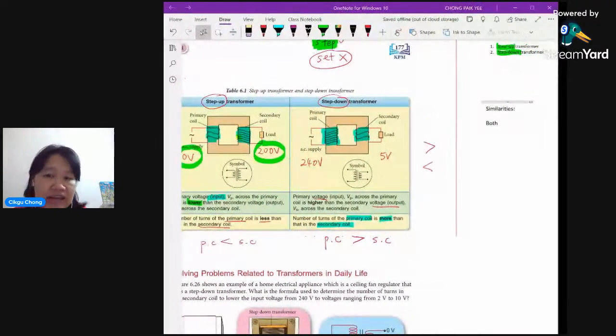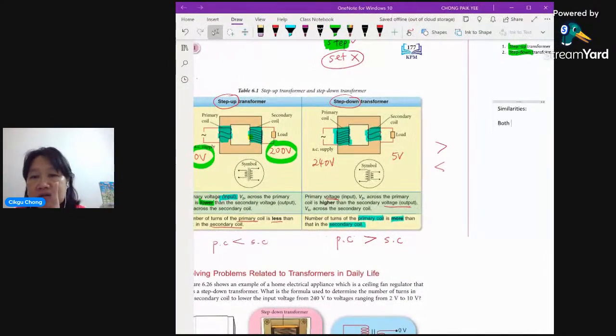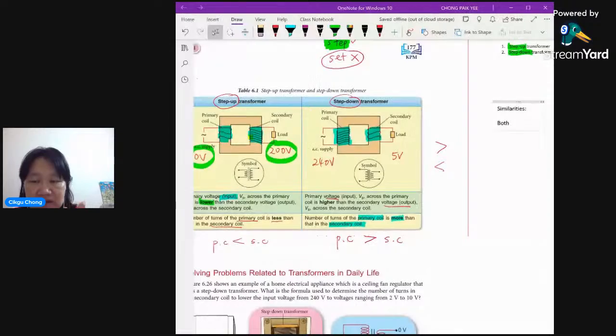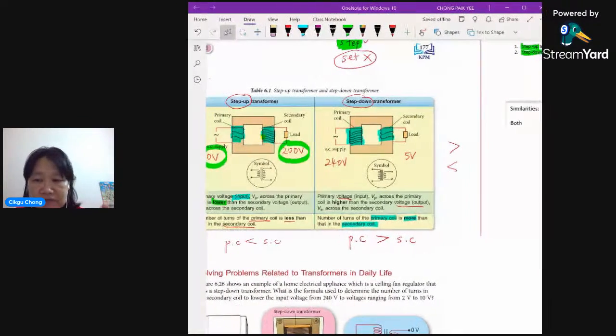Primary core and secondary core. Yes, there's one. All right, but add one more. Not only these two parts. Remember, every transformer has three parts. So you're talking about primary core, secondary core. There's one more part that both also have.